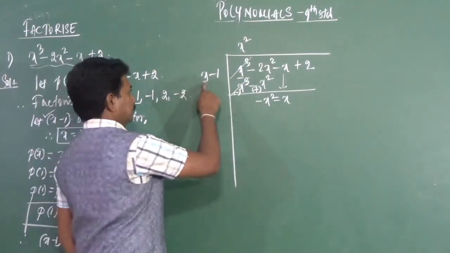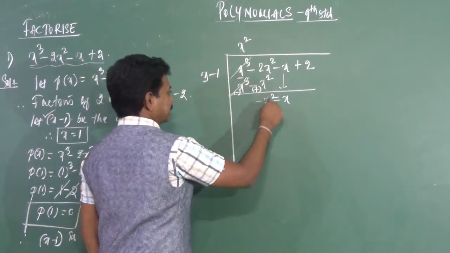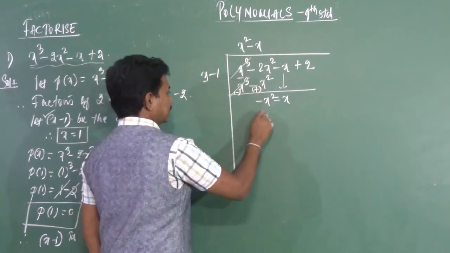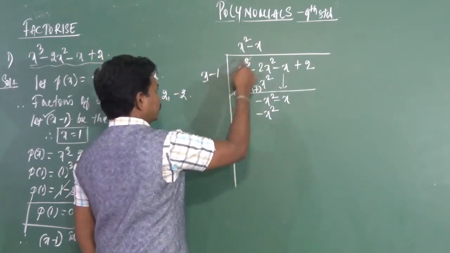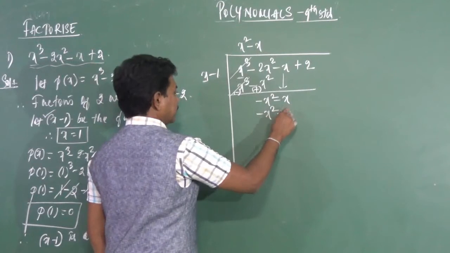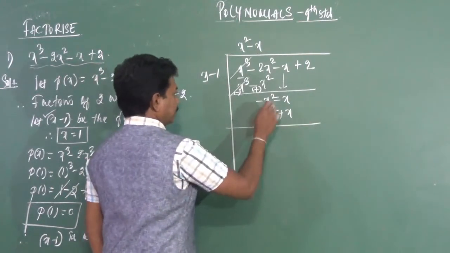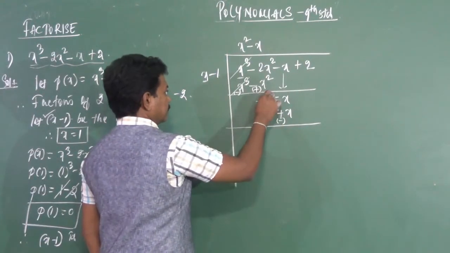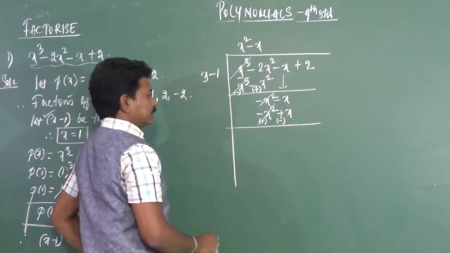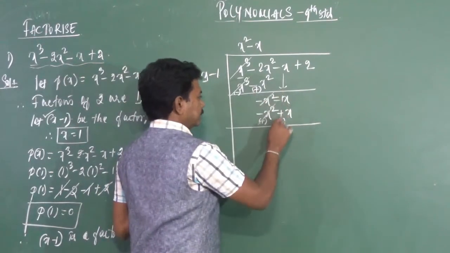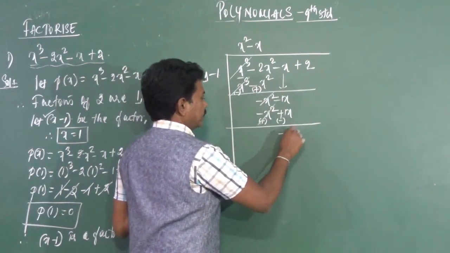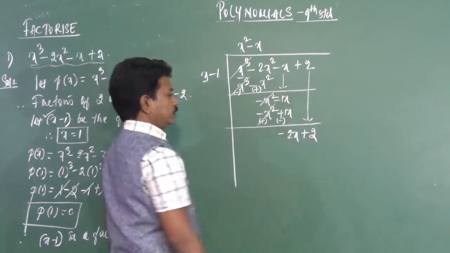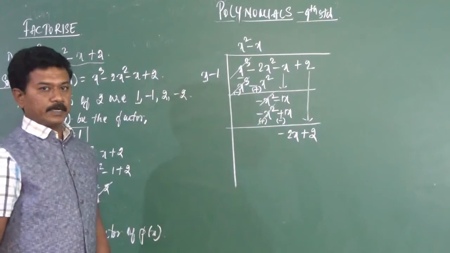Now x into what gives you minus x square? It is minus x. X into minus x is minus x square. Minus 1 into minus x is plus x. So you have to subtract this from this, so the signs change, right? Minus 1x square plus 1x square cancels. Remaining is minus 1x minus 1x, it is minus 2x plus, now this can be taken down, that is 2. Right? I hope you are getting the steps.